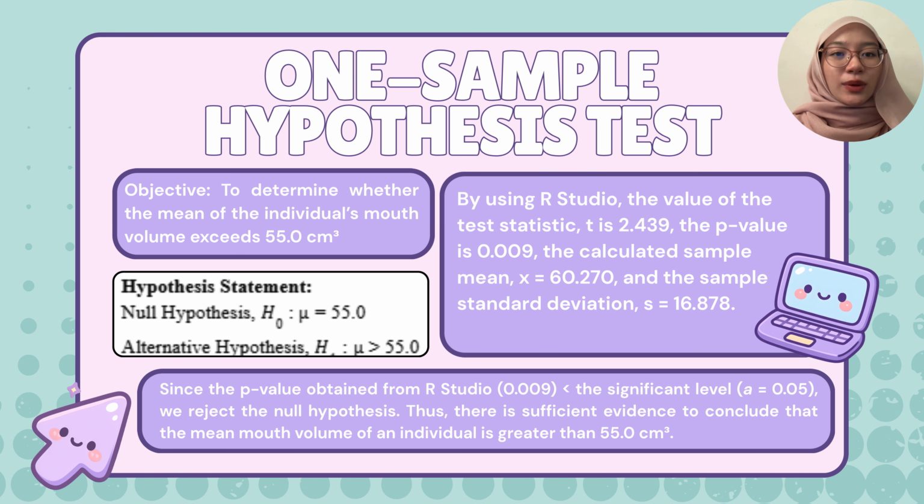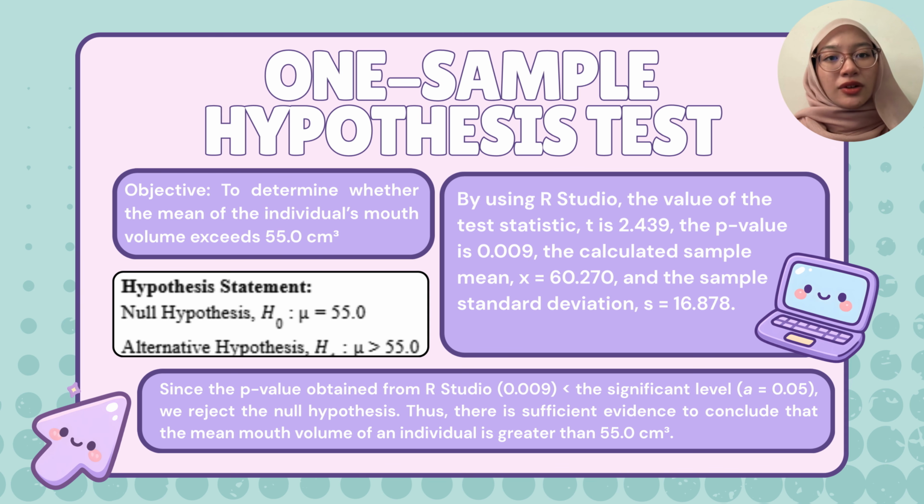So our objective was to determine whether the average mark volume of an individual exceeds 55.0 cubic centimeters. Our null hypothesis states that the mean is exactly 55.0, while our alternative hypothesis states that it is greater than 55.0. By executing this in RStudio, we obtain a sample mean of 16.270 and a sample standard deviation of 16.878. This results in a test statistic of 2.439 and a p-value of 0.009.